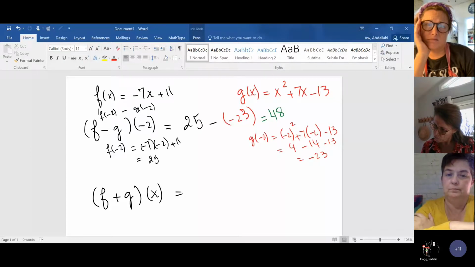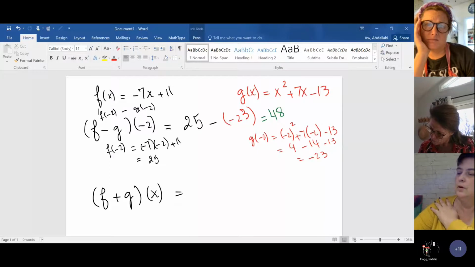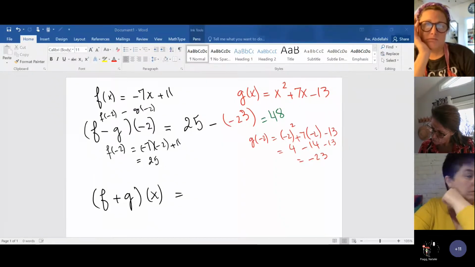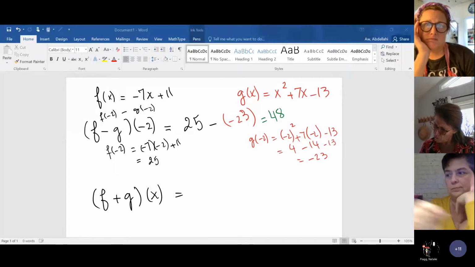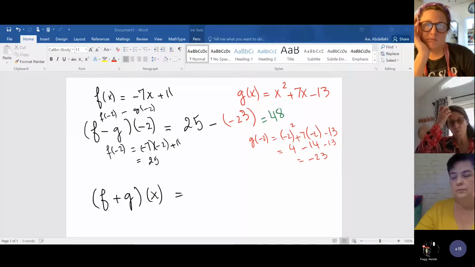Which is 48. If instead of minus here we had plus, we would add them up. If we had a multiplication, we would multiply the two numbers. If we had a division, we would divide the two numbers, right? Everybody see what we did here? Separately, we calculated f of -2 and g of -2. That's the only math we did.